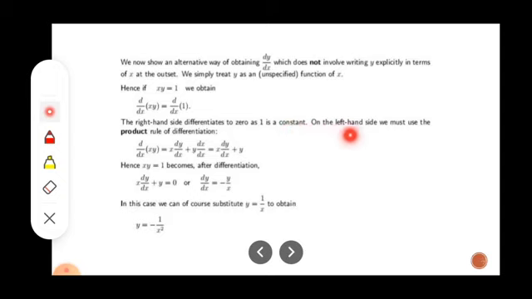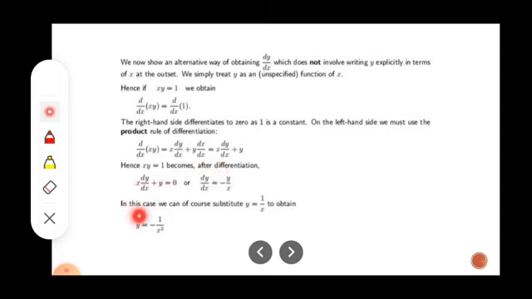On the left hand side, since we must use the product rule of differentiation, d over dx of xy equals x times dy over dx plus y times dx over dx, which equals x times dy over dx plus y. Hence, xy is equal to 1 becomes, after differentiation, x dy over dx plus y equals 0.